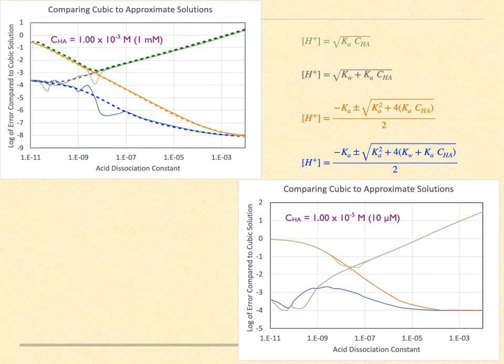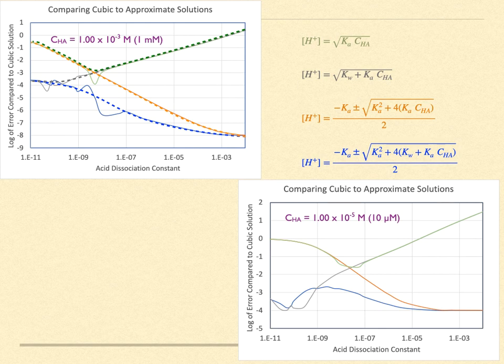The best square root solution starts off terrible again, an error of a factor of 50, but drops, and below 10 to the minus 8 has an error of 1% or better and ends up similar to the best quadratic formula result. The simplest version follows the other square root in the region where it performs poorly, and then starts to follow the simpler quadratic formula in the region where it performs poorly.